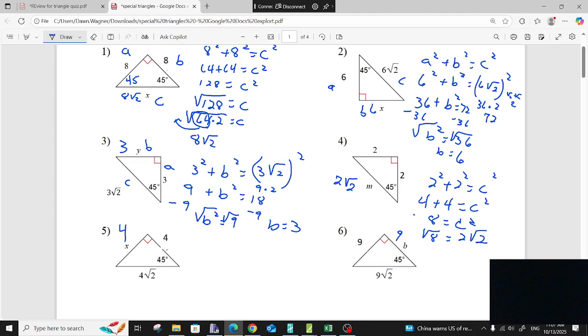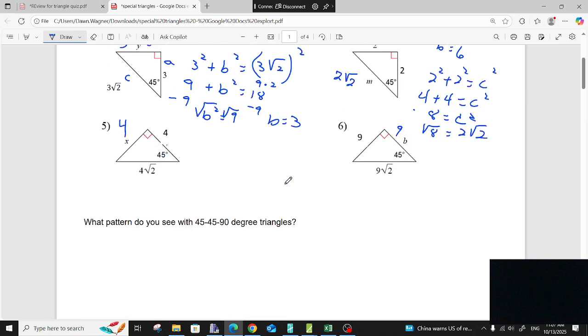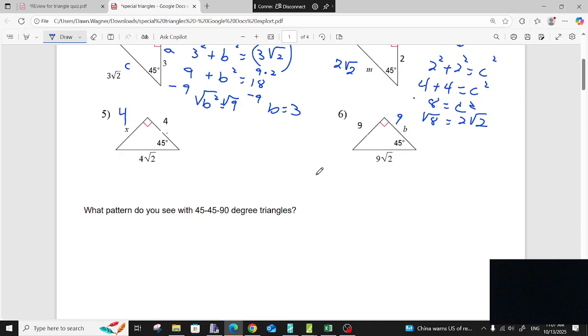And for when we get into more complicated area formulas that you need to know these, and it makes it really, really fast. So what is the pattern you see with 45, 45, 90? How could I write that? What is the pattern we see? It's gonna be 45. Okay, but what pattern with the numbers?